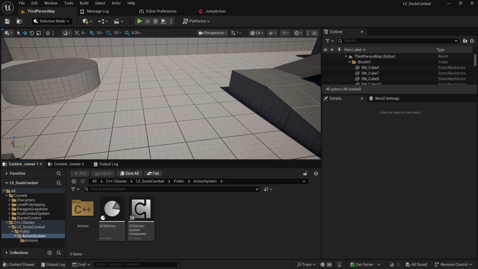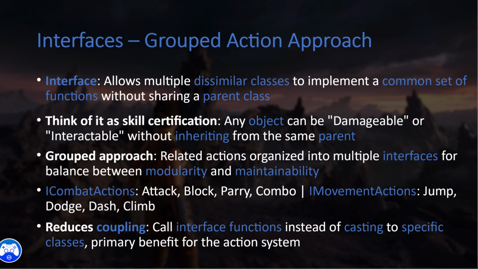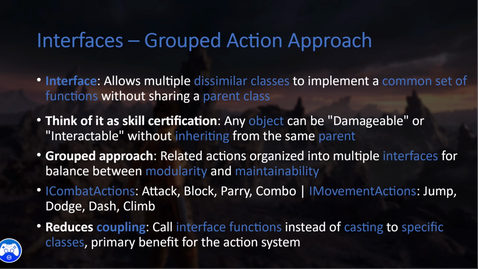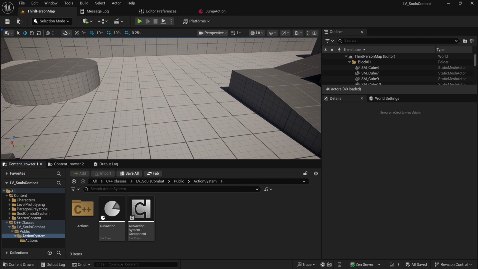There are many ways we can implement our action interface. For this action system, we are going to use a grouped approach. More specifically, we are going to group related actions into multiple interfaces. The iCombat actions interface will have functions for things like attack, block, parry, and more, while the iMovement actions interface will have actions such as dodge, dash, and more. That will also allow us to later add other grouped actions such as iInventory actions. This grouped approach will give us a sweet spot between modularity and maintainability. Okay, with that out of the way, let's go ahead and get started.